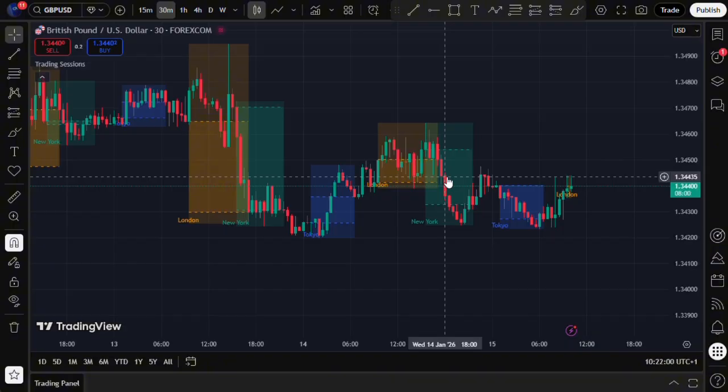So this is how you can understand how to use session-based models by waiting for liquidity to take out a session high or a session low, and then you wait for the expansion to move in the correct direction. Now, this is where your patience is going to replace overtrading, and this is how your structure should meet your timing in the foreign exchange markets.